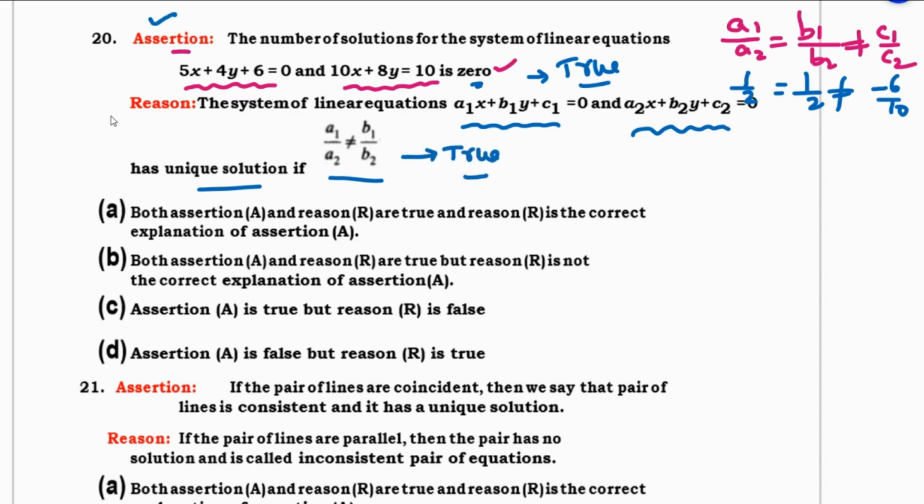Both assertion is true, reason is true. But reason is not the correct explanation of assertion, because assertion is explaining about parallel lines, whereas reason is explaining about the intersecting lines. Though both are true statements, R is not the correct explanation of assertion. So option B is the correct answer for the 20th question.